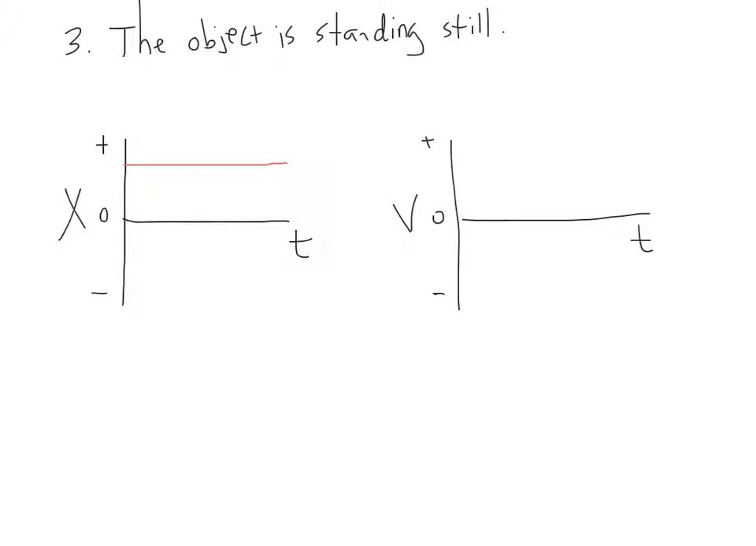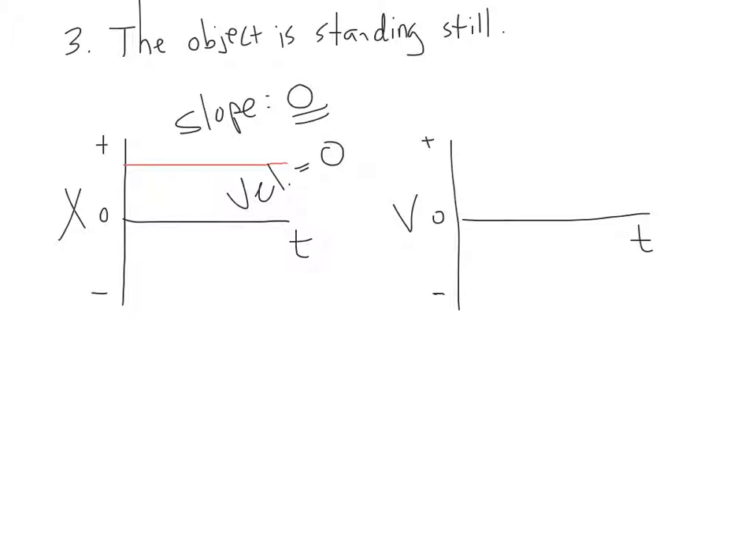Now, what does that look like on the velocity time graph? Well, the slope of this graph is what? The slope equals 0. A zero slope means velocity equals what? 0. So if you have no slope, you have no velocity. So what does that look like on the VT graph?